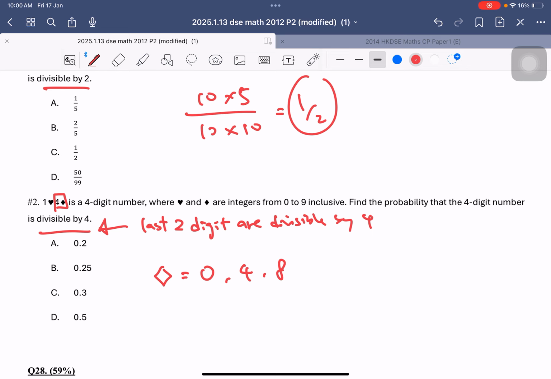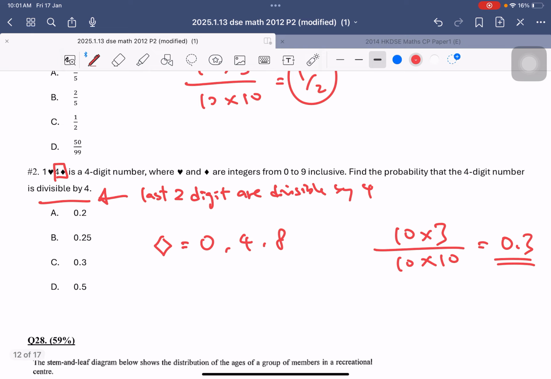Okay? So how many choices are there? 3. So how many choices for the middle? 10. Divided by 10 times 10, giving you the answer should be equal to 0.3. Understand? Yeah. Okay, so next part.